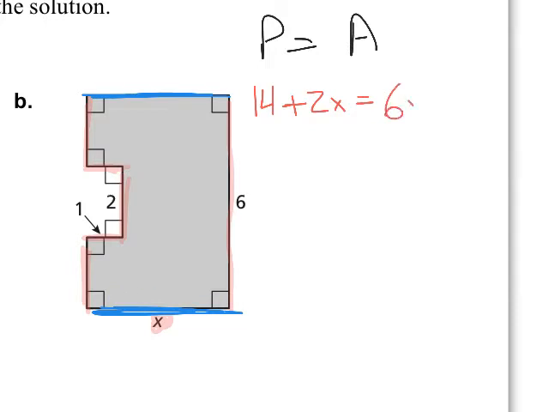6x. But then we want to take out the part that we quote-unquote filled in. What's the area of this little box? Just 2, right? 2 times 1 would just be 2. So 6x minus 2 would be our area there.